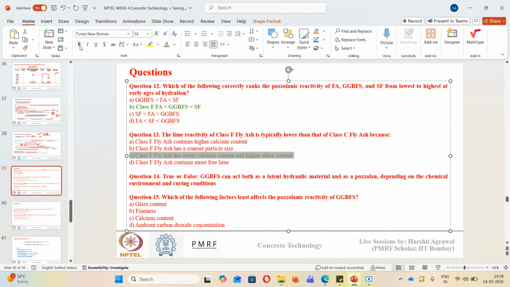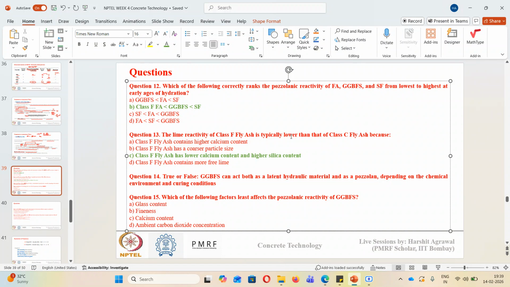The correct answer for this will be C, because class F fly ash has low calcium content and high silica content. So it requires external activators like lime to show reactivity. However, in class C fly ash, there is high calcium content. So this makes it more reactive towards lime and water. Okay, this is the basic reason, the composition. The presence of lime in class C fly ash makes it more reactive than a class F fly ash.